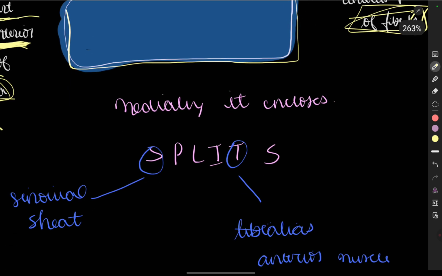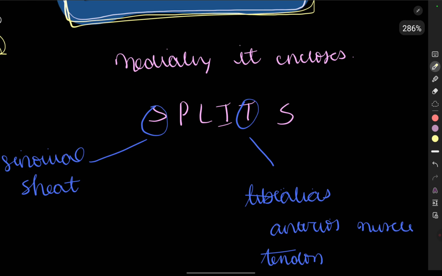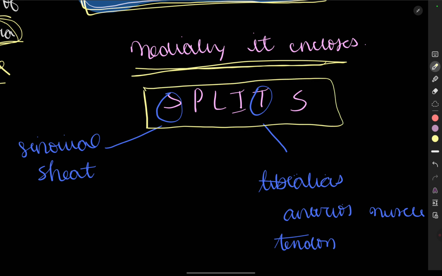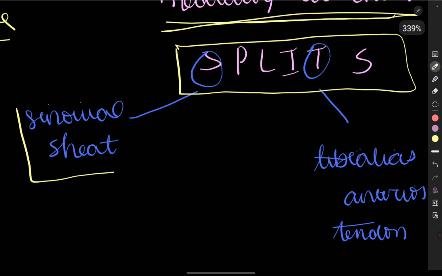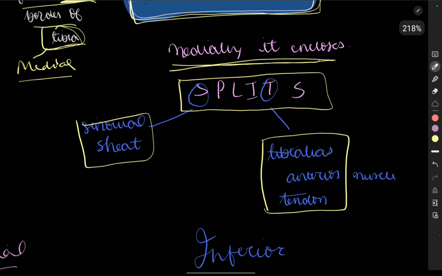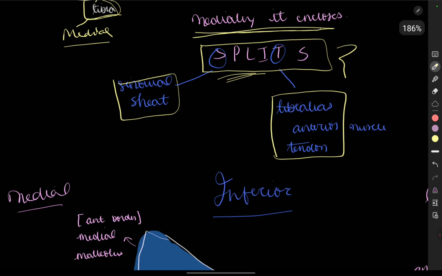So these are the attachments, the rectangular attachments. Now medially it splits and it encloses it. SPLITS: splits and encloses. S for the synovial sheath, T for the tibialis anterior tendon. So this is how you can remember it. This is one way to remember that I've created on my own.